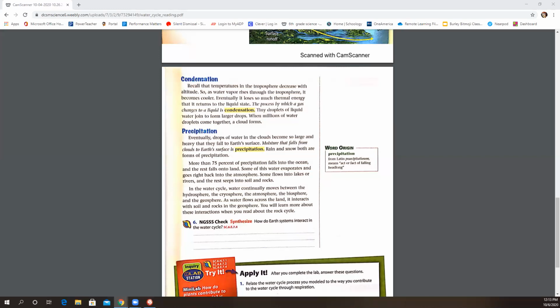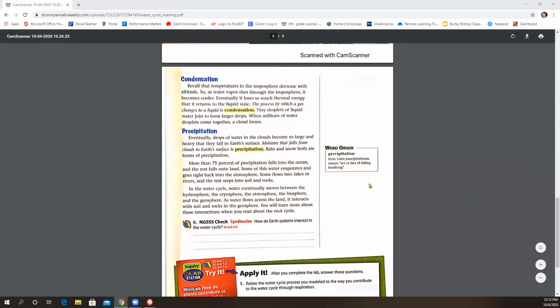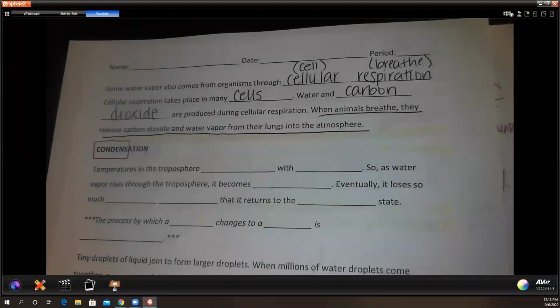As water flows across the land, it interacts with soil and rocks in the geosphere, which we're going to talk about next week. So we're almost done with the reading part. We're going back.